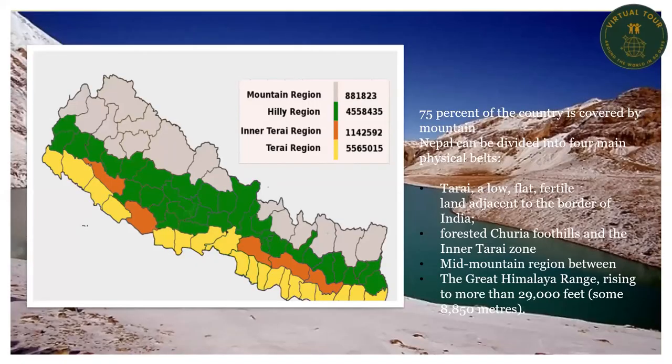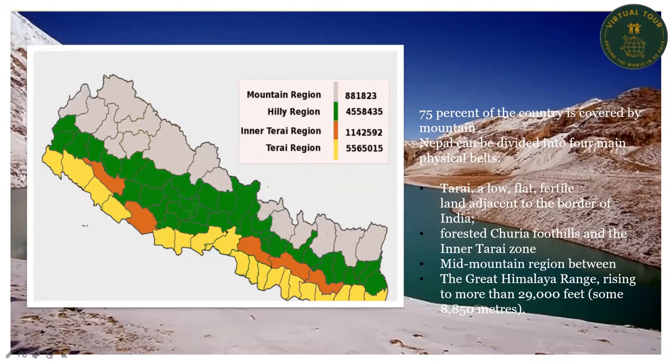As you can see, 75% of Nepal is covered by mountains, the Himalayan ranges, which I just talked about. Here in this map, you can see the different regions of Nepal. It has the terrain, the inner terrain, then the hilly region, then the mountain region. The area covered in gray represents the Himalayan range, the mountain region. Then the green is the hilly region. And after that, we have the inner terrain and the terrain region.